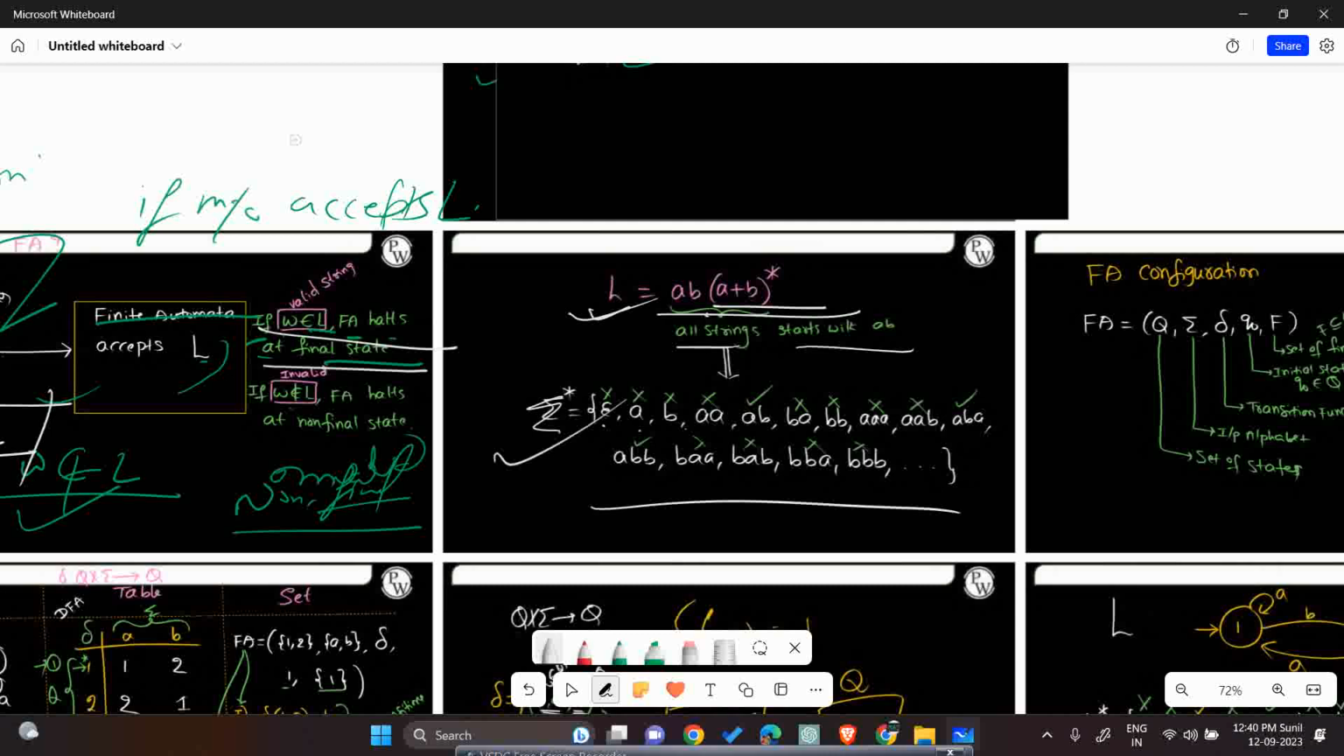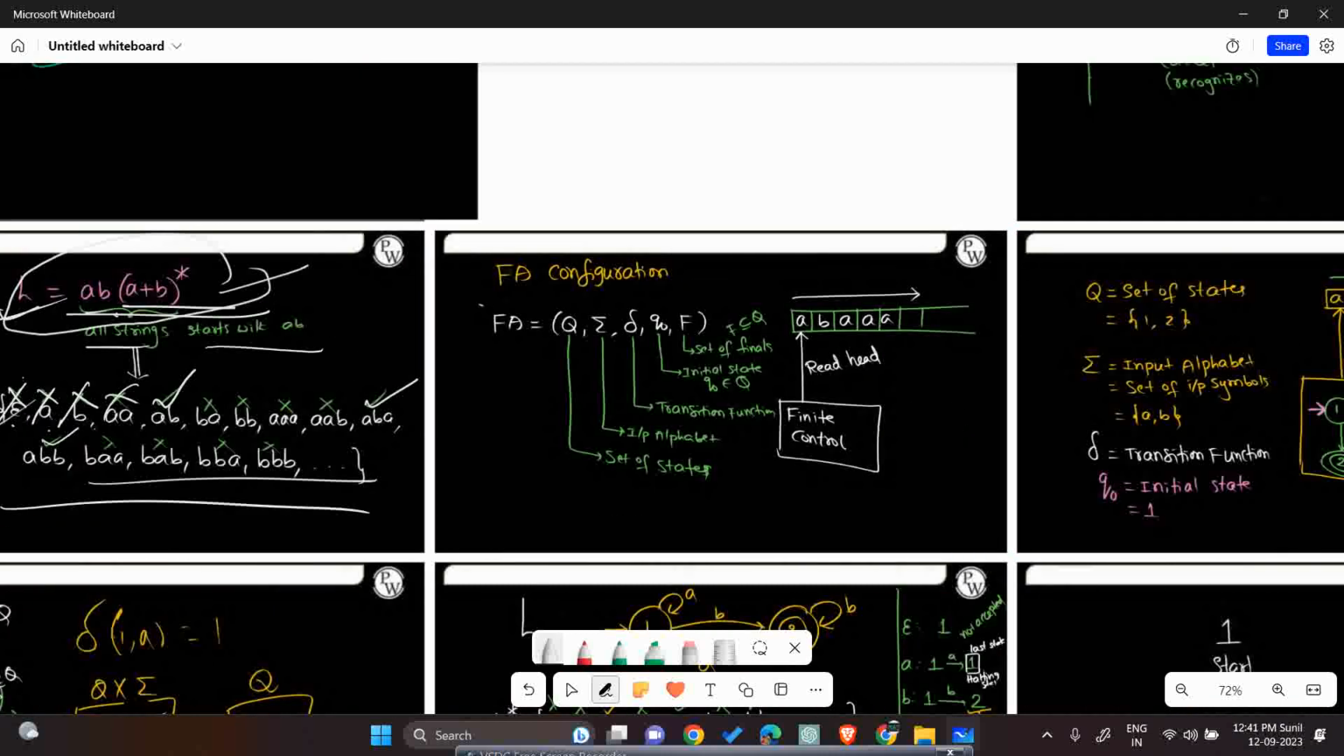But our finite automata is only built to accept those strings which start with AB. So the machine will not accept the others. They will not halt at final at all. Only these will halt at final, and no one else. So only those strings which start with AB will halt at final. Other strings will not halt at final. Right. So what is again finite configuration?